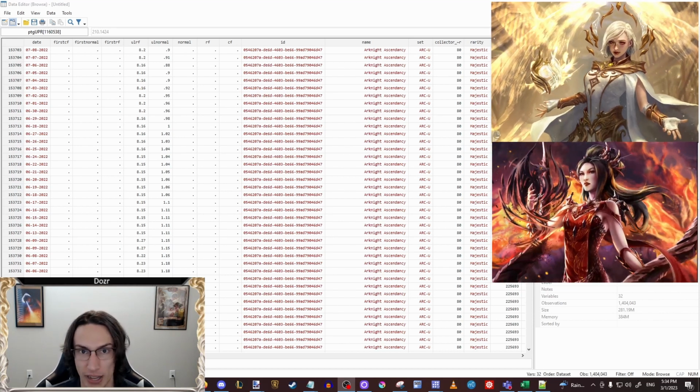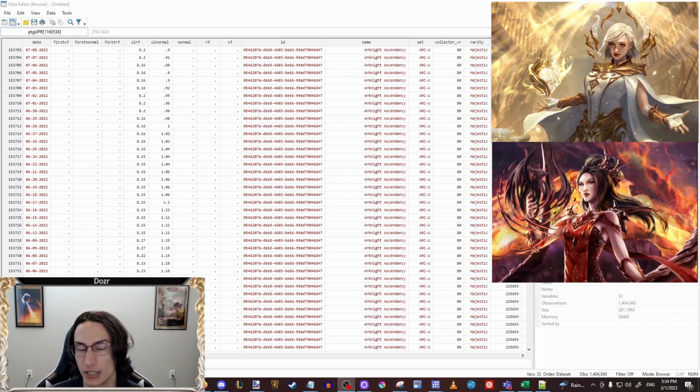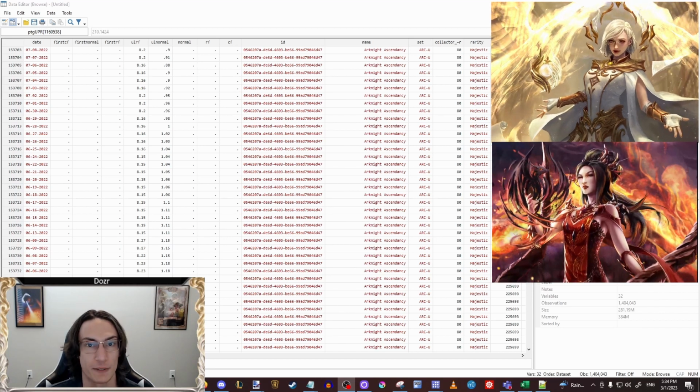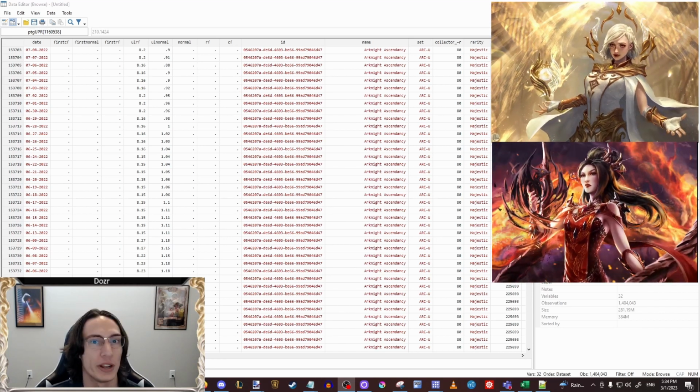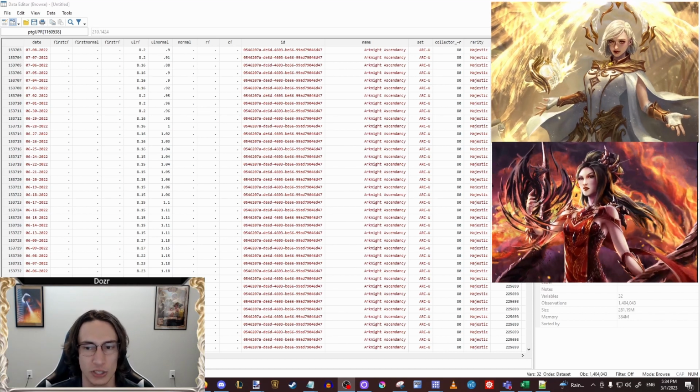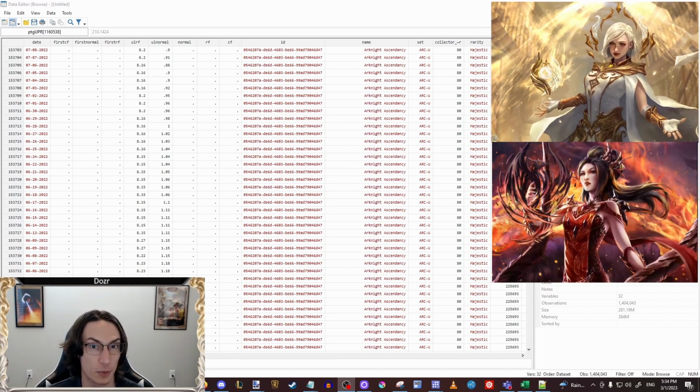Is this card overpriced? Should I be buying this now while it's at this price? How much does the price get affected by bans, by reprints, by new sets coming out? All these questions and more are things that we're gonna be able to answer before too long here.